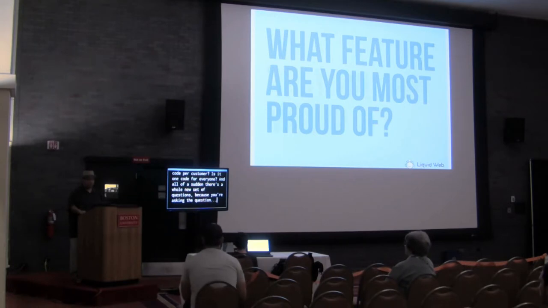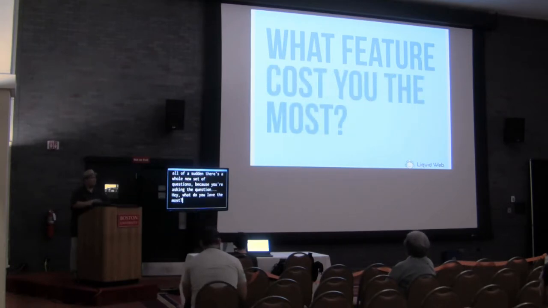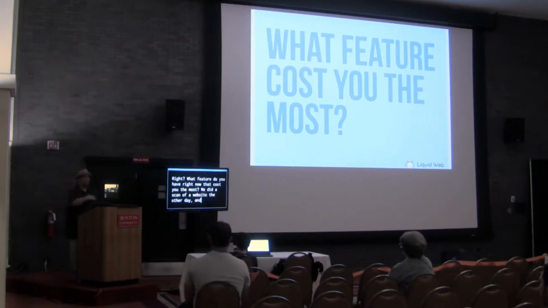Because you're asking the question, hey, what do you love the most? Also, what feature costs you the most? What feature do you have right now that costs you the most? We did a scan of the website the other day, and while we were doing it, we thought this is a normal, plain Jane thing. Because we didn't go into the WooCommerce settings API hooks to see that they had this elaborate integration using the REST API, which was awesome. But in everything that we were scanning, looking, and interacting with, we never caught it.